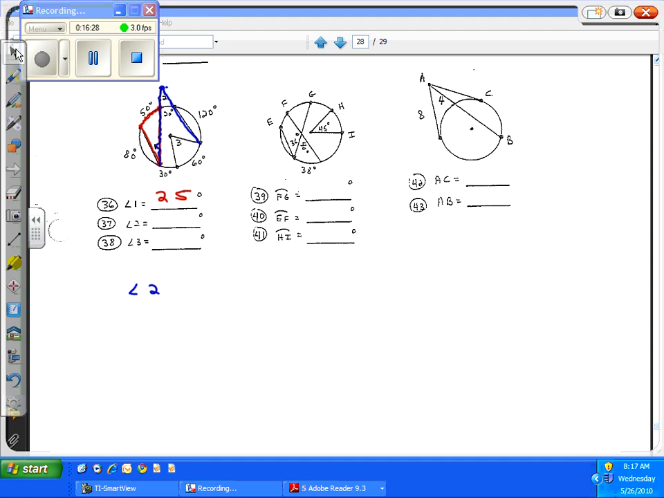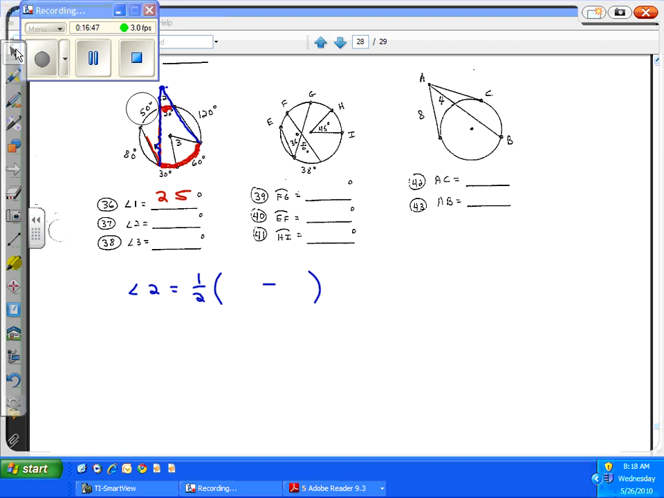Angle 2, we would say, well, where's its vertex? The vertex is outside. If the vertex is outside, what's the rule? If the vertex is outside, the rule is that the angle is 1/2 the difference in the intercepted arcs. What are the intercepted arcs? Well, from here to here and here to here.